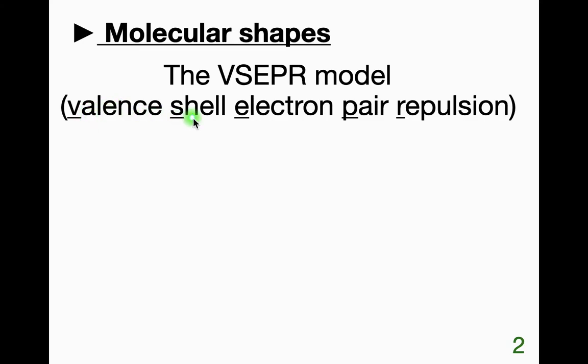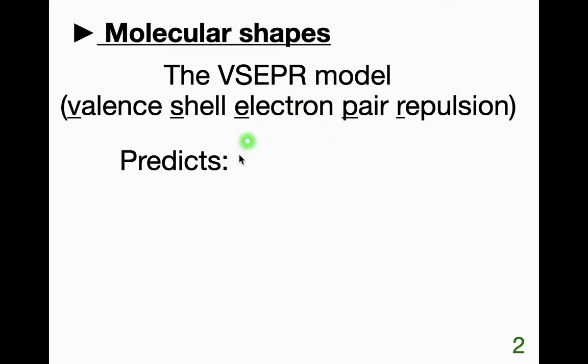So valence shell electrons, of course, those are the valence electrons responsible for the bonding between atoms, and not just the bonding between the atoms, but the lone pairs around the atoms. So electrons always come in pairs, whether it's a shared pair or a lone pair. And because they're negatively charged, they repel each other. So valence shell electron pair repulsion simply means that all of the pairs of electrons around an atom will get as far away from each other as possible.